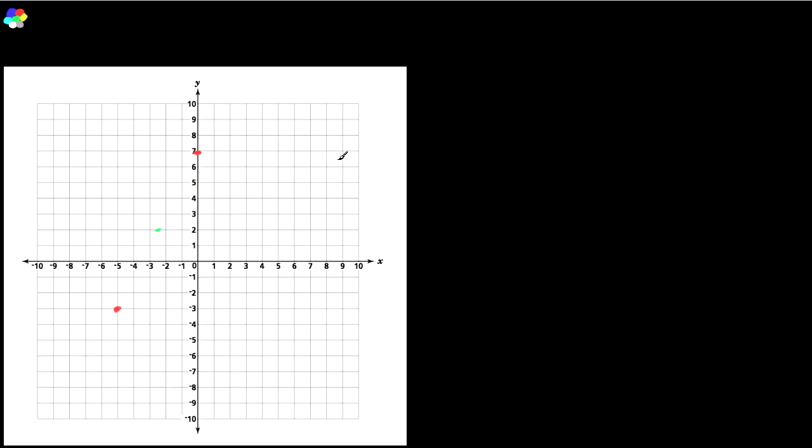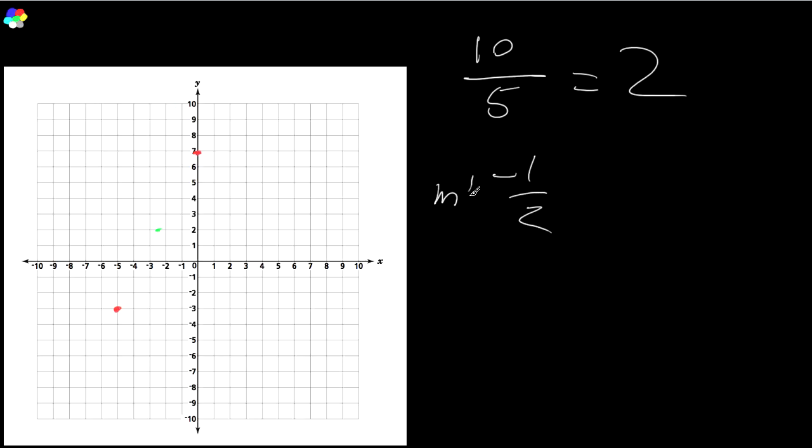How are we going to do that? Well, the slope of this line is going to be rise over run. So that is going to be rising by 10, 10 over 5, equal to 2. So the slope is positive 2. That means that the slope of our bisecting line is going to be negative 1/2. So m prime is negative 1/2.